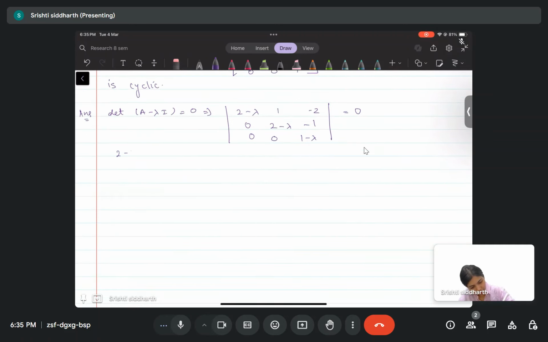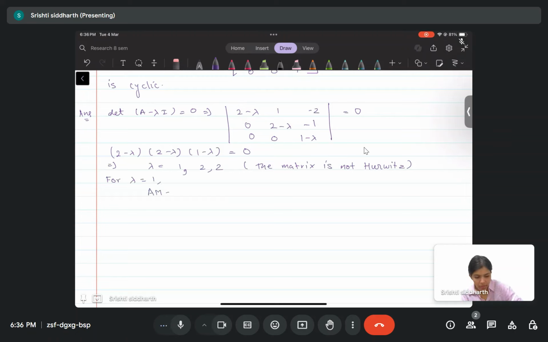This is simply 2 minus lambda, again 2 minus lambda, and 1 minus lambda equals 0. This implies that lambda equals 1 and 2, with 2 a repeated eigenvalue. For lambda equals 1, the rank is 1, which simply implies that the geometric multiplicity is 1.